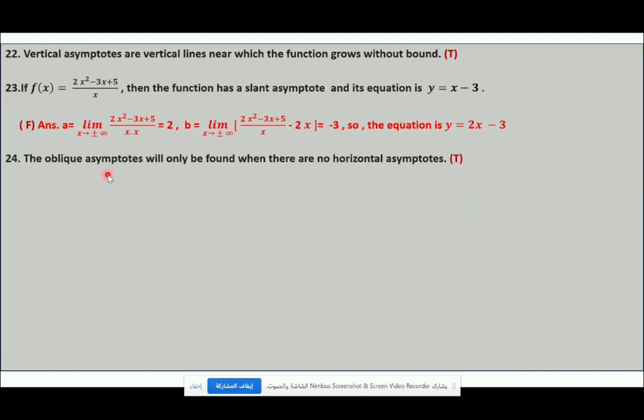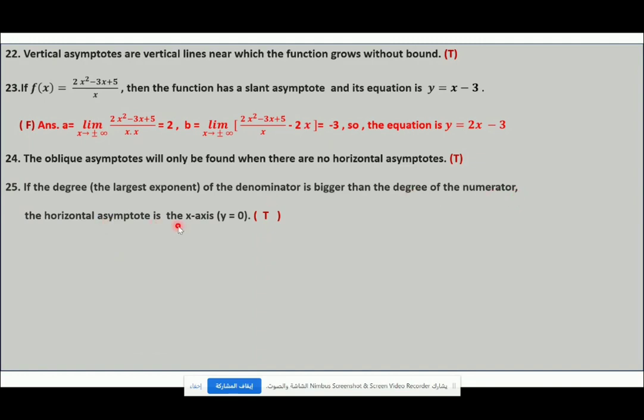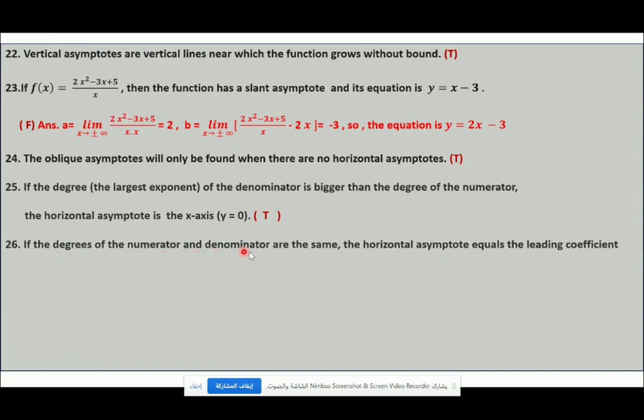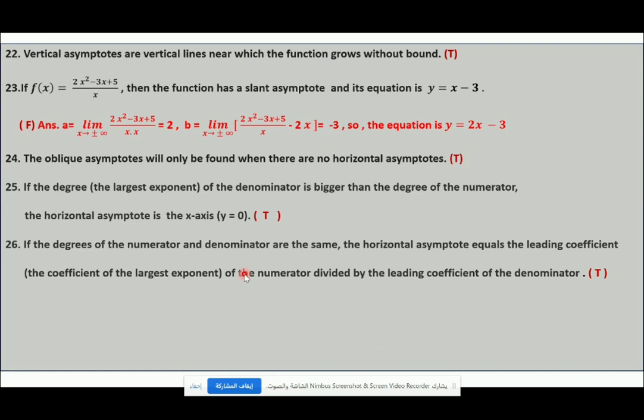Question 24. The oblique asymptotes or slant asymptotes will only be found when there are no horizontal asymptotes. This statement is true. If the degree, the largest exponent, of the denominator is bigger than the degree of the numerator, the horizontal asymptote is the x-axis, which is y equals 0. It's true. If the degree of the numerator and denominator are the same, the horizontal asymptote equals the leading coefficient, which is the coefficient of the largest exponent of the numerator divided by the leading coefficient of the denominator, which is 2. If the degree of the numerator is bigger than the denominator, there is no horizontal asymptote.